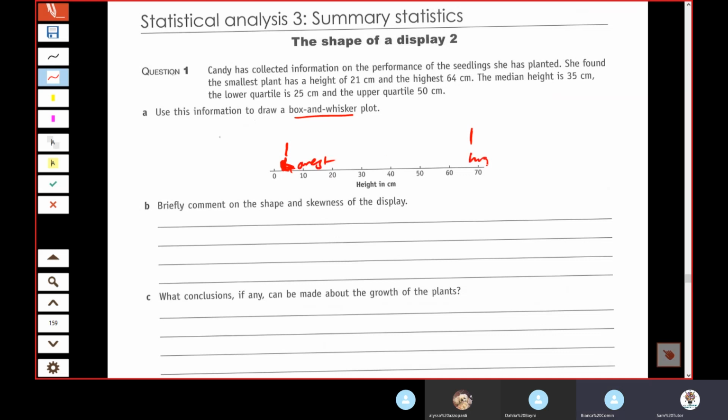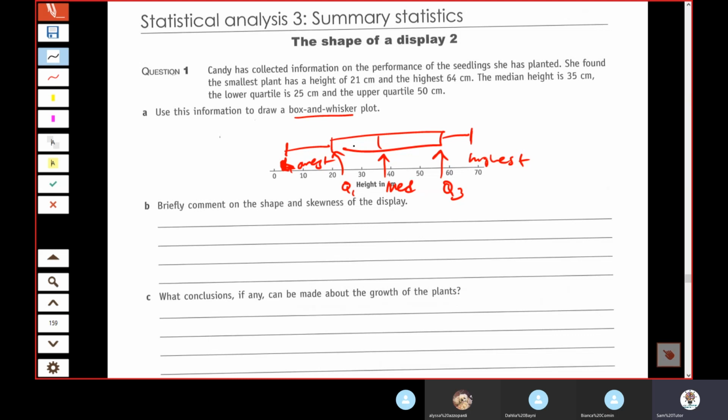the lowest and highest. Then you've got your box. This number here is your Q1. This number here is your median. And this number here is your Q3. And then same thing, briefly comment on the shape and skewness.